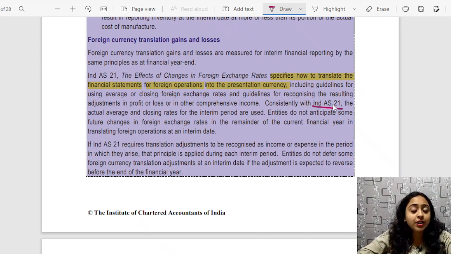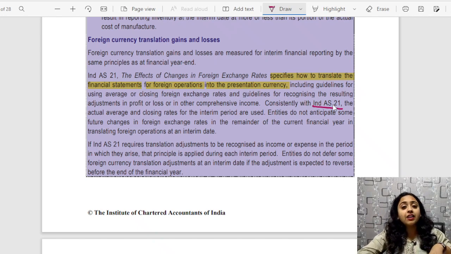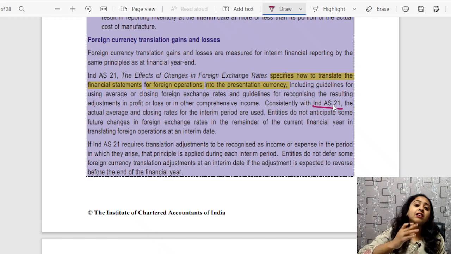But here what is important is that in case it is related to income and expenses, then you will be taking the average rates and transferring it to P&L itself. And if we talk about the currency exchange differences which are related to assets and liabilities, they will be taken to the balance sheet portion. Okay. See, read it once.